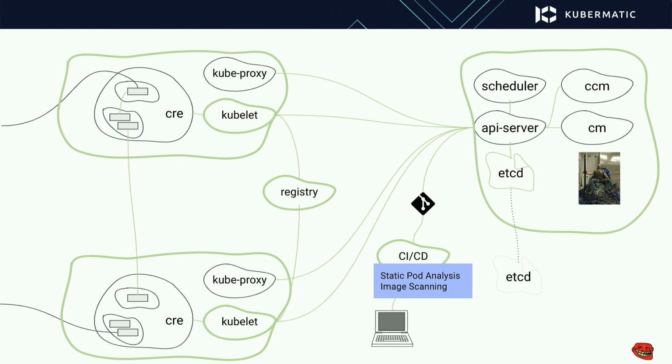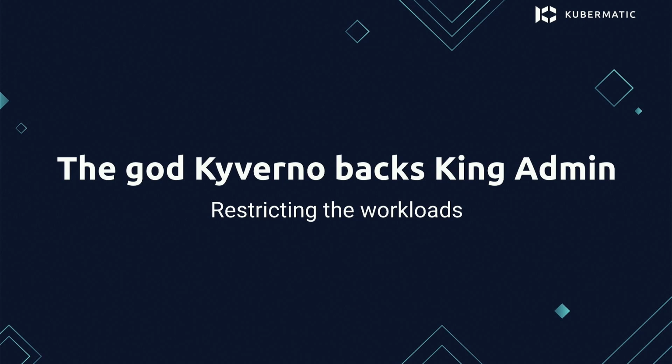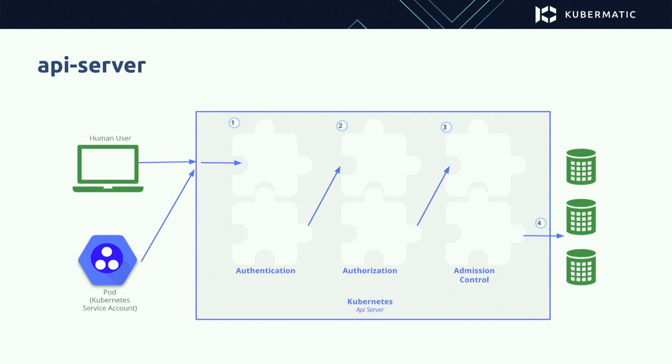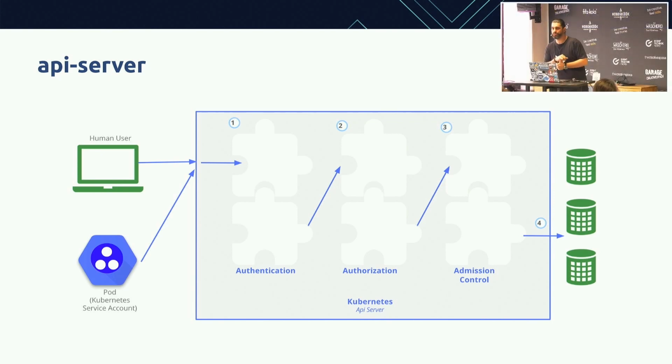So we also took care of this CI/CD stuff with static pod analysis and image scanning. And now the God Kyverno helps King Admin. You might teach the people not to run your containers as root. You can put some checks on your CI/CD pipeline, but still people can just start a pod as root user manually, right? So at some point you should enforce this on people.